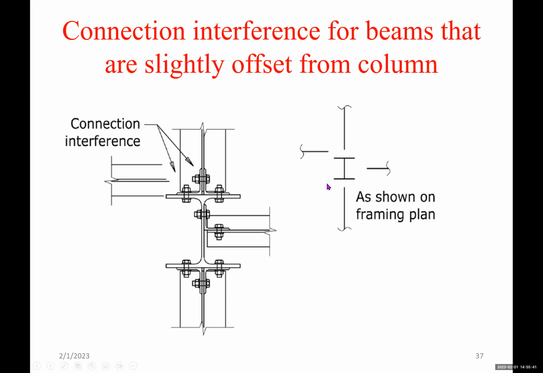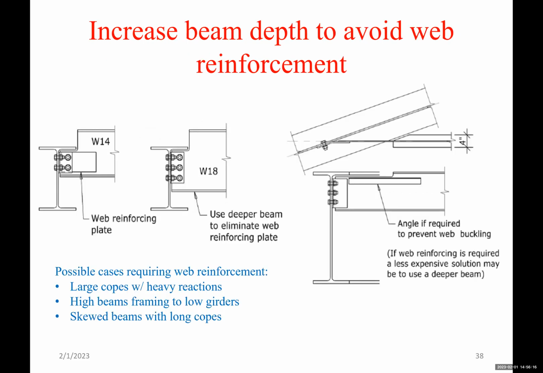Okay, so it could be shown like this on the right, but if you draw it, you will see the problem. Try to avoid this by maybe configuring the framing, or using a different column shape, or offsetting the beam a little bit more to have a square connection, without the need to cut shapes and elements from it and then reinforce it. Increase beam depth to avoid web reinforcement.